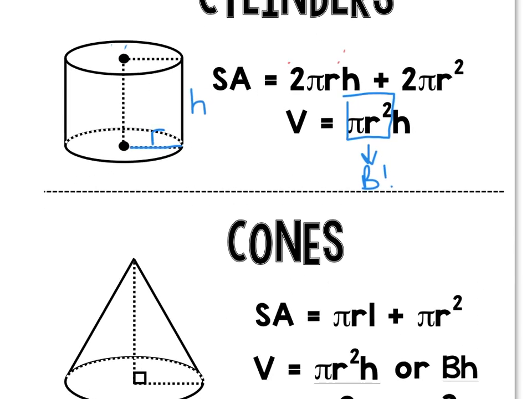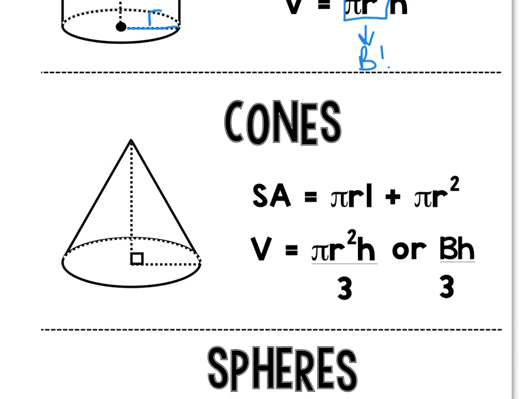Going down to a cone, with a cone we also have this slanted part, and we call that my slant height. We abbreviate that with a cursive L. So my surface area is pi r times my slant height plus pi r squared. There's the area of my base right there. I only have one circle, so that's why it's just 1 pi r squared.